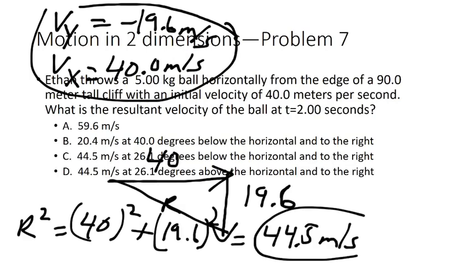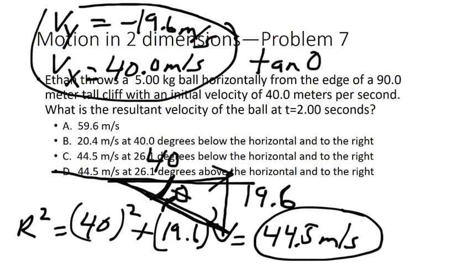But again, this 44.5, that's just our resultant magnitude. Velocity is a vector. We need a direction. And remember, the most common way to express that direction is to find the smallest angle between your resultant, this line, and your horizontal, this line. So this is the angle that we're going to be looking for. And the easiest way to find that angle, which we'll call theta, is to use tangent. So we're going to say the tangent of theta equals the opposite side, 19.6, divided by the adjacent side, which in this case is 40. We're going to take the inverse tangent of both sides, and we end up with an angle of 26.1 degrees.